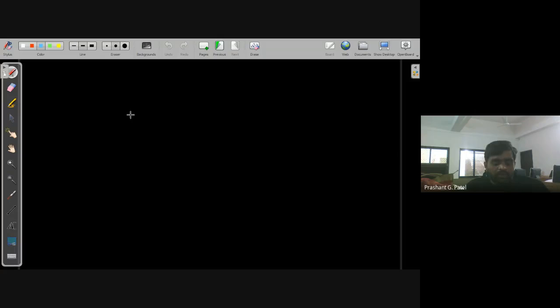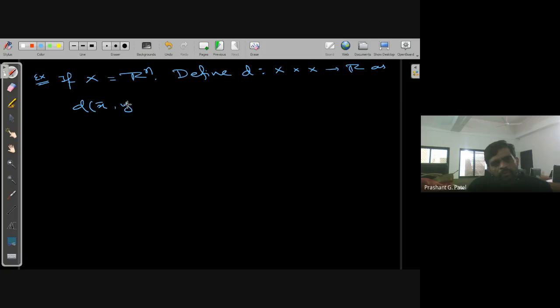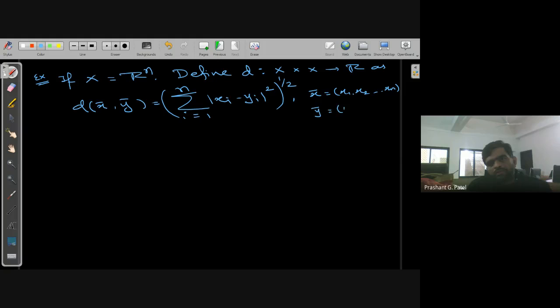I'm giving you some more examples as homework. Let's say X is equal to R^n, and define d from X cross X to R as d of x bar, y bar equal to the summation i running from 1 to n of (xi minus yi) square, whole power 1 by 2, where x bar is x1, x2 up to xn, and y bar is y1, y2 up to yn.